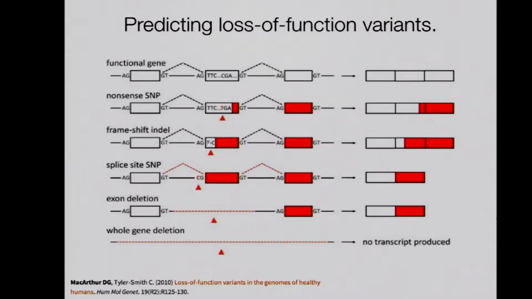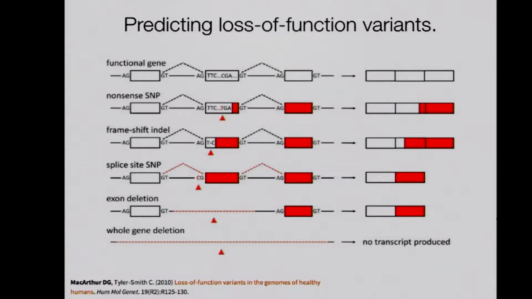A frameshift: if an insertion or deletion is not a multiple of 3, then you potentially disrupt the reading frame of the transcript. So a one base pair deletion, in this case, would disrupt the reading frame from this point forward, and therefore probably screw up the protein product.